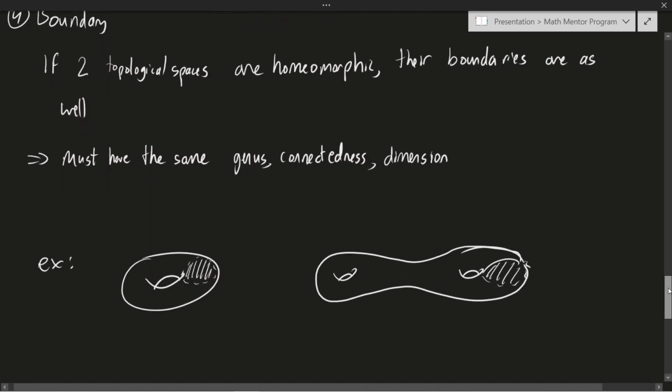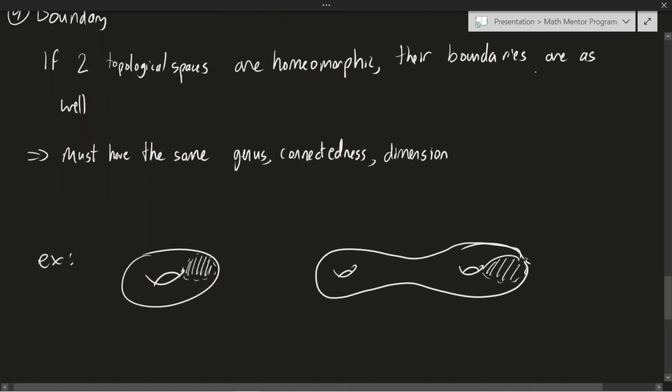Okay, so what it means by their boundaries having to be homeomorphic as well is exactly what we described in the previous 3 types of invariance, which means that if my 2 spaces are going to be homeomorphic, well, their boundaries better be similar as well.